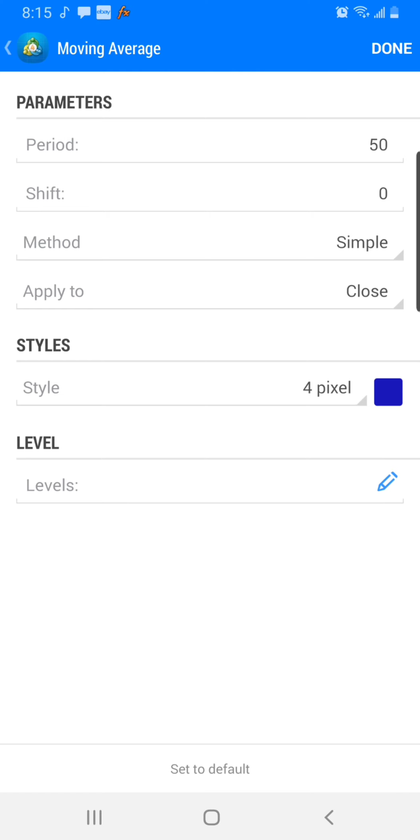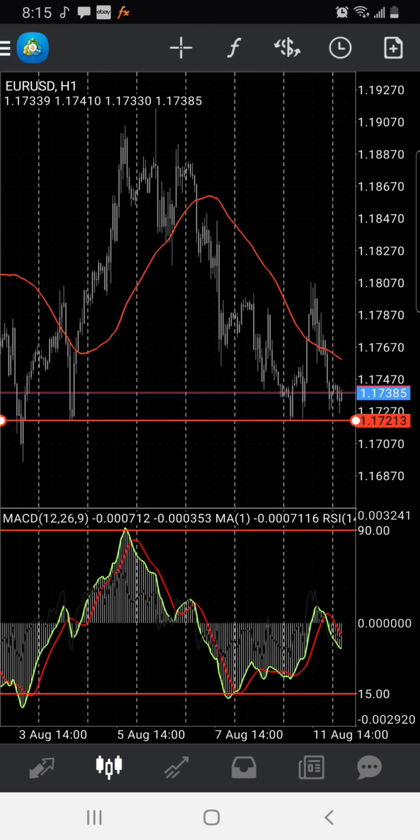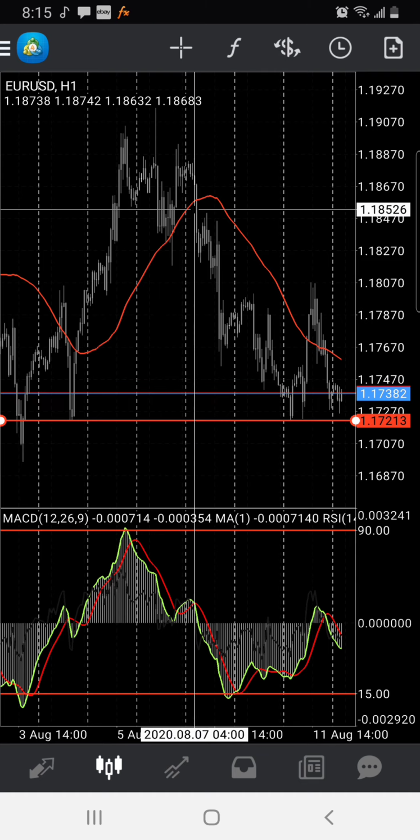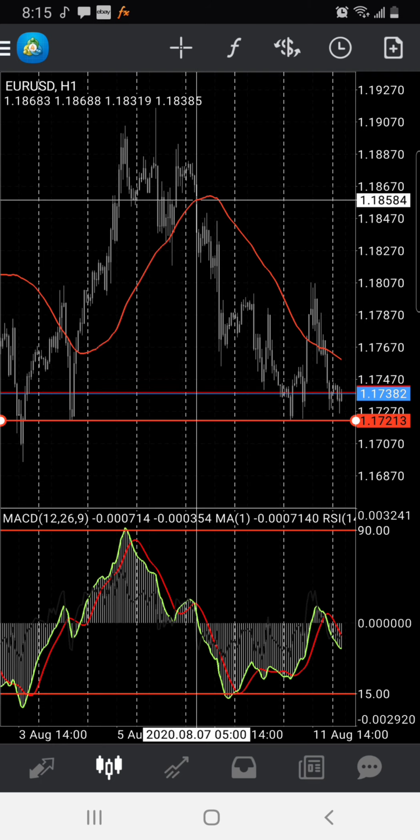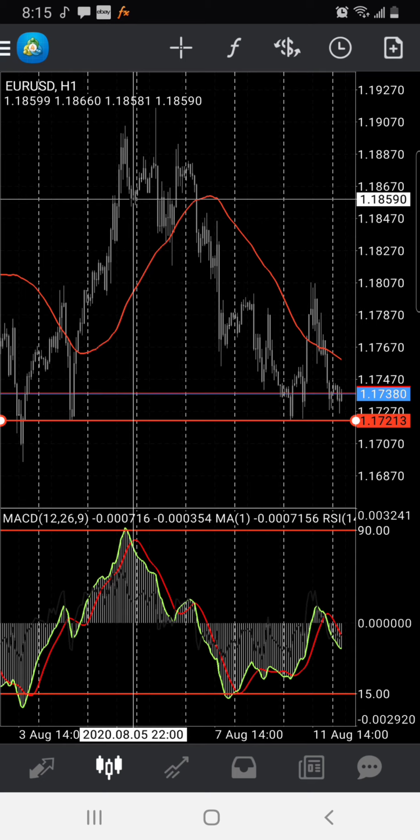So here we go. 50 moving average. I want it to be red. So whenever you see the 50 MA cross price, at the same time the MACD will cross as well. So for example, if you line it up right here, the MACD shows the cross as well. If I line it anywhere with the MACD and the 50 MA, the MACD shows it as well.